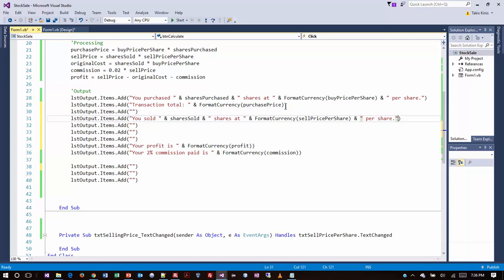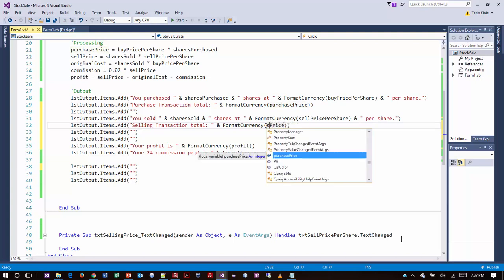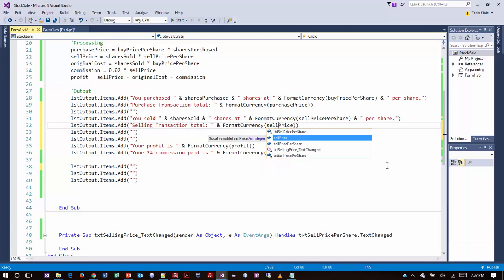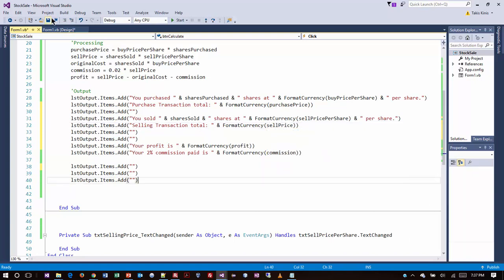And here for the next line, the selling transaction has a total 2. So I'm just going to replace what's in here. So I'll say transaction. Or how about purchase transaction total, selling transaction total. Maybe that's not the best words. And instead of purchase price, it's going to be sell price. Once again, I'm hitting save all.